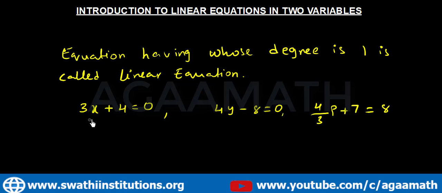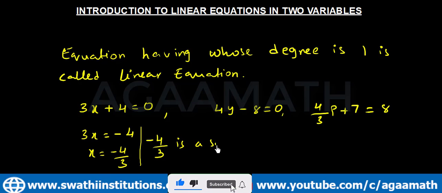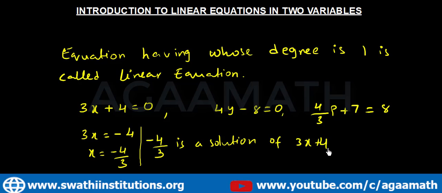Now, how do we solve a linear equation in one variable? Let's take 3x plus 4 equals 0. So 3x equals minus 4, transferring the 4 to this side, and x equals minus 4 over 3. This is the x value which satisfies the equation 3x plus 4 equals 0. So we can say that minus 4 over 3 is a solution of 3x plus 4 equals 0. The value which satisfies the equation is said to be a solution of that equation.